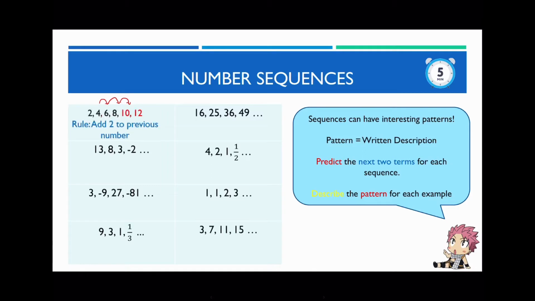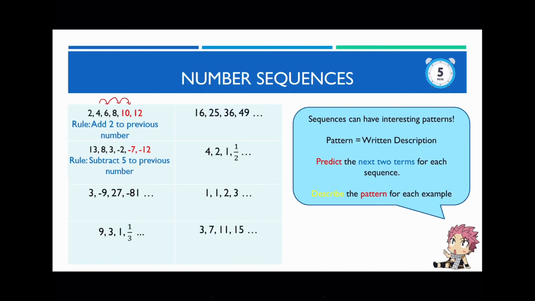Now, if I go down the column, 13, 8, 3, and -2. In this case, it's going down by the same amount. It's going down by 5 each time. So the rule is you're subtracting 5 from the previous number, and therefore the next two digits are going to be -7 and -12.